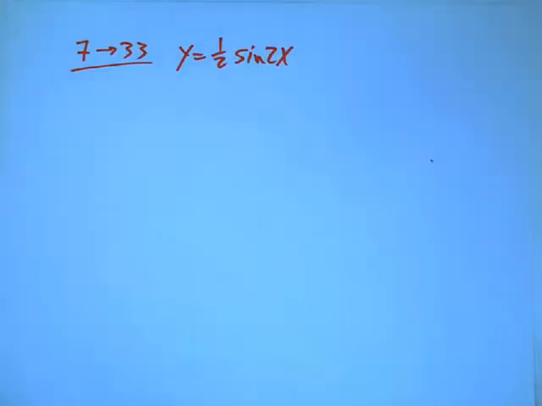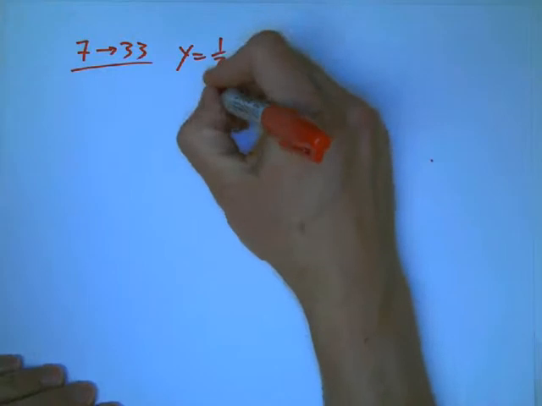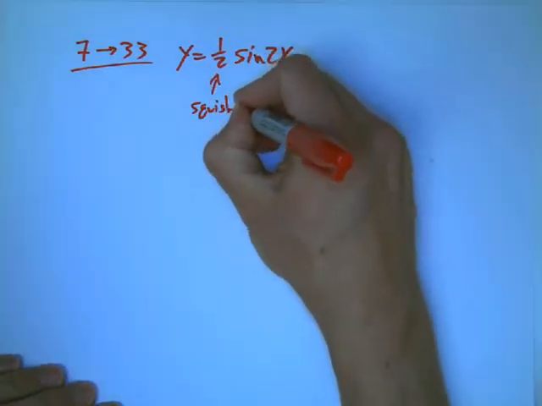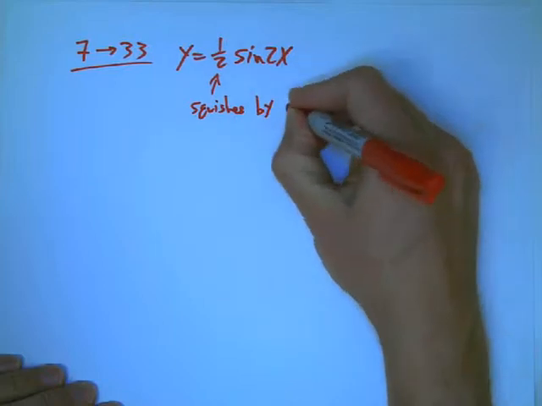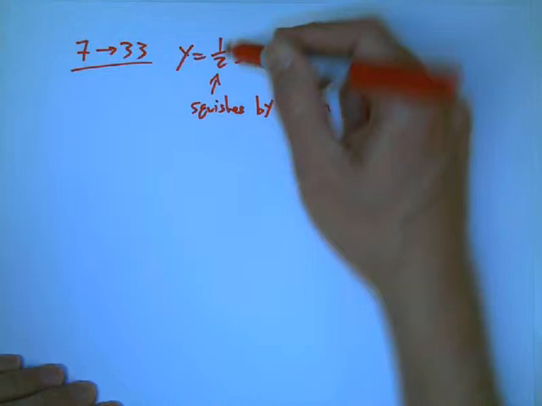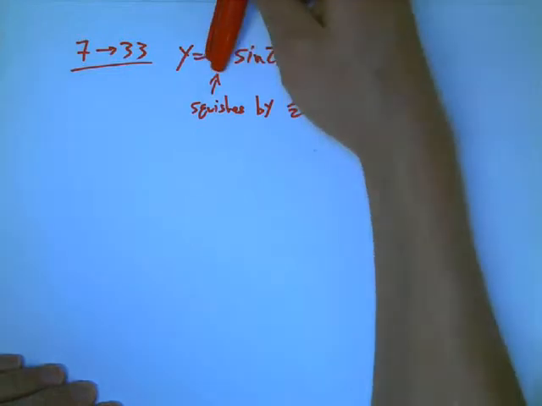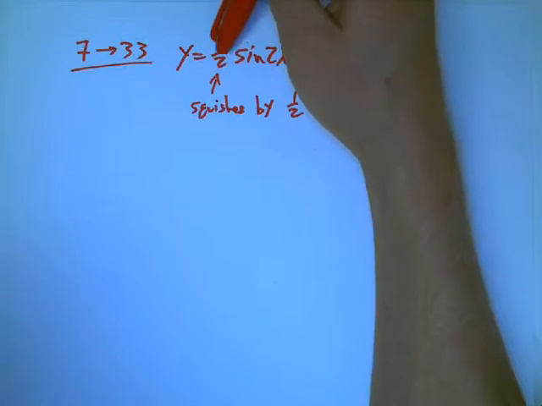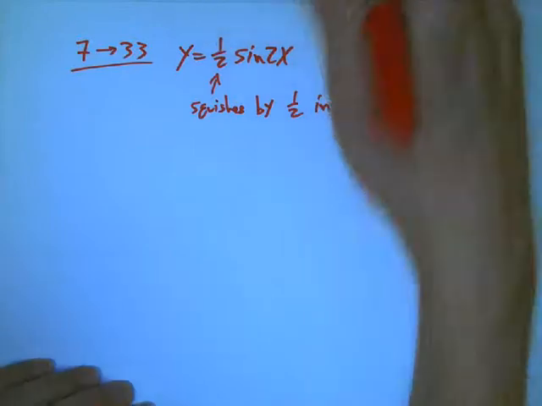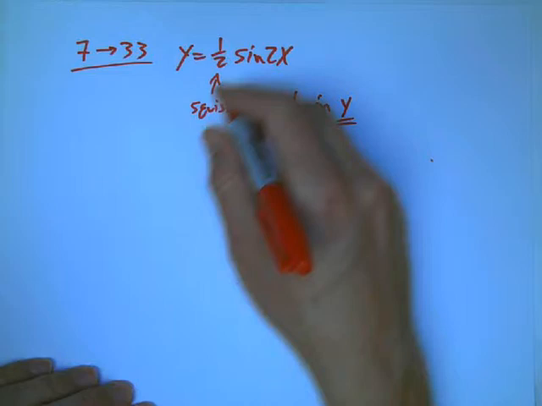So what do those do? The 1/2 squishes by a factor of 1/2 in the y variable. The way I like to think about it is, if you take that 1/2 out, you're about to graph sine 2x. You're about to report the y variable, and then at the last minute you change that y variable. Because it's on the outside, it's the last thing you do, it's going to change the y variable.